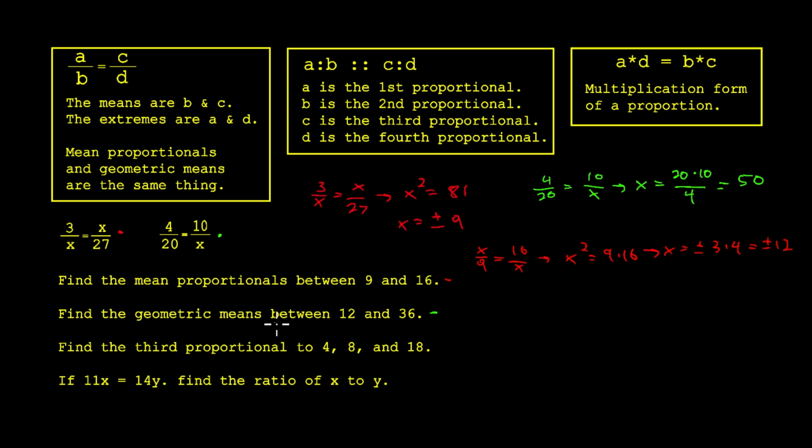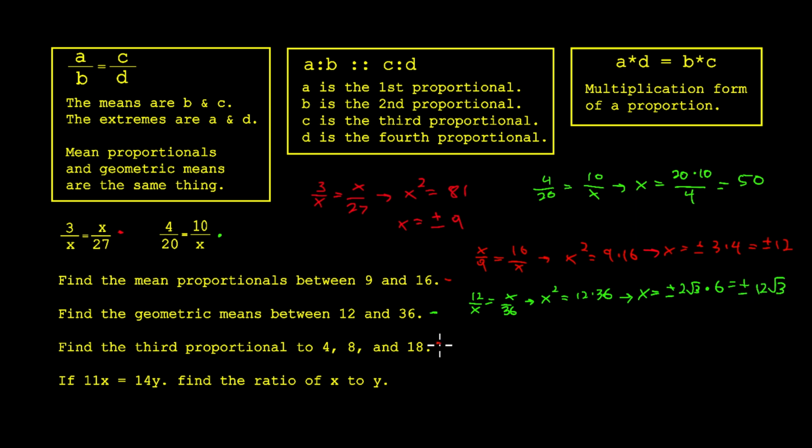Find the geometric means between 12 and 36, which means exactly the same thing as find the mean proportionals. So we have 12 over x equals x over 36, or x squared equals 12 times 36, or x equals, now we'll work with these. The square root of 12 is the square root of 3 times the square root of 4. The square root of 4 is 2, so that's 2 root 3 times the square root of 36, which is 6, or plus or minus 12 root 3.